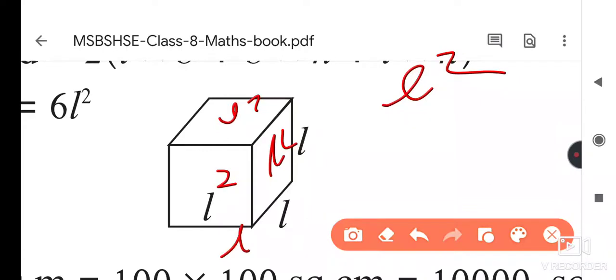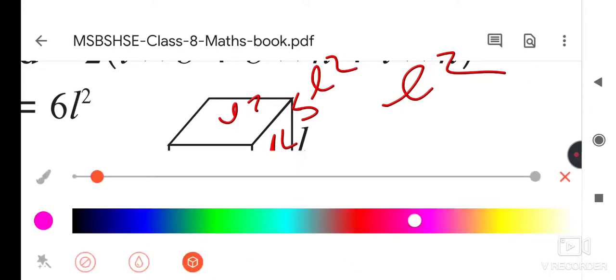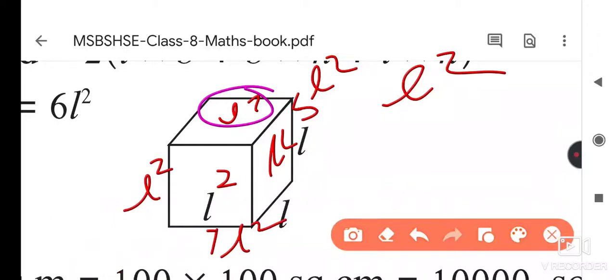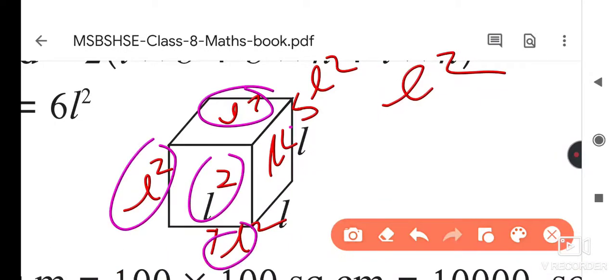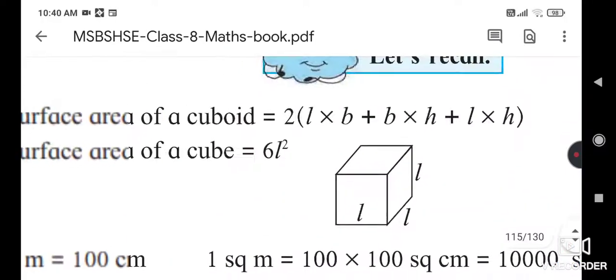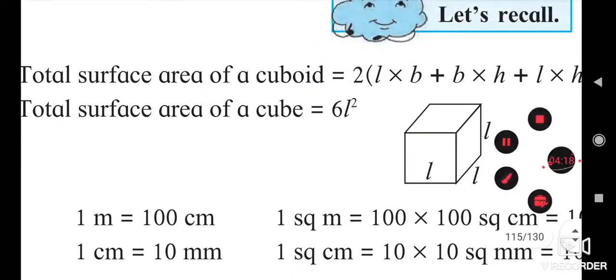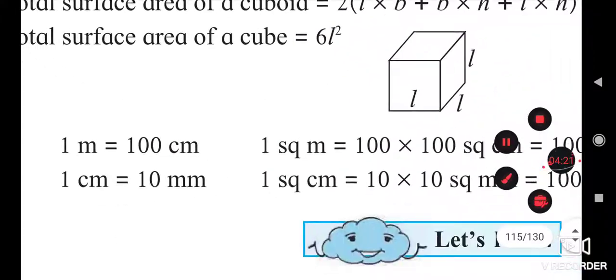Here on the downside also one face is there, its area is L square. And here on this side and below also one face each, L square. So how many total L squares are there? 1, 2, 3, 4, 5, and this is 6. So the total surface area of a cube is 6 into L square, and that we have already studied in our last class.